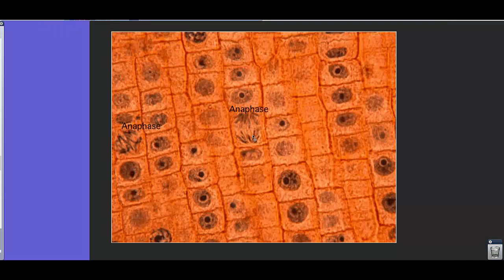And in anaphase, again, it's probably one of the easiest to see because you're starting to see those chromosomes on the opposite ends of the cell. So even this one over here, you can start to see is the beginning of anaphase. This one right in the middle is pretty much close to being the end of anaphase.